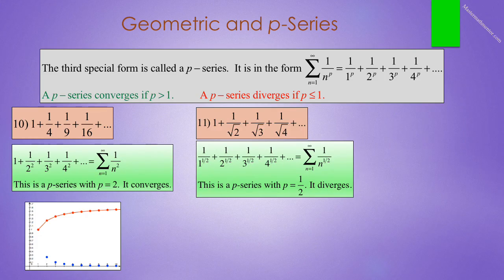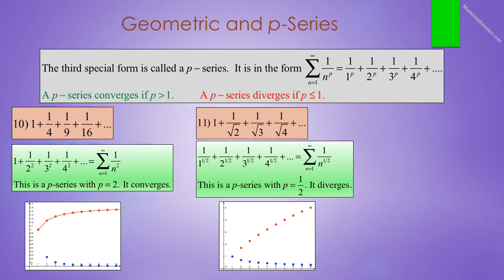Number 11 reads 1 plus 1 over the square root of 2 plus 1 over the square root of 3 plus 1 over the square root of 4 plus dot dot dot. This is 1 over 1 to the 1/2 power plus 1 over 2 to the 1/2 power plus 1 over 3 to the 1/2 power dot dot dot. And that is summation n equals 1 to infinity of 1 over n to the 1/2 power. This too is a p-series, but p in this case is 1/2, and therefore this is divergent.